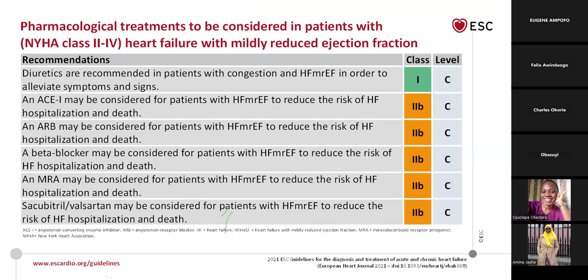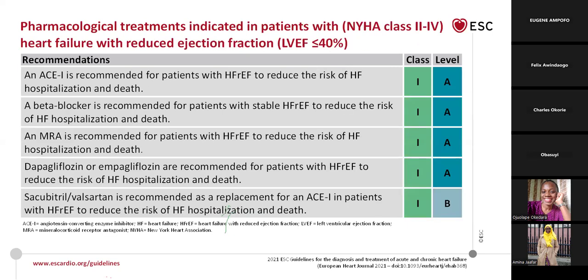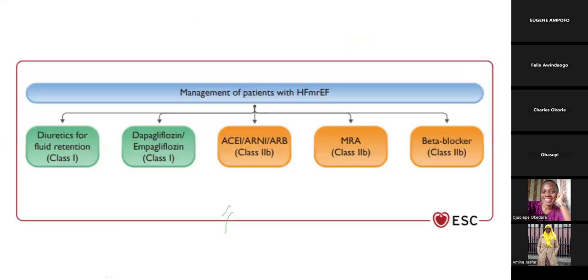So, guideline indications. For patients with heart failure with mildly reduced ejection fraction, an MRA may be considered to reduce the risk of heart failure hospitalization and death. This was the 2021 ESC guideline. Then an MRA is recommended for patients with heart failure with reduced ejection fraction to reduce the risk of heart failure hospitalization and death, and that's a class 1 indication, ESC 2021. For heart failure with mildly reduced ejection fraction, I have already indicated that.